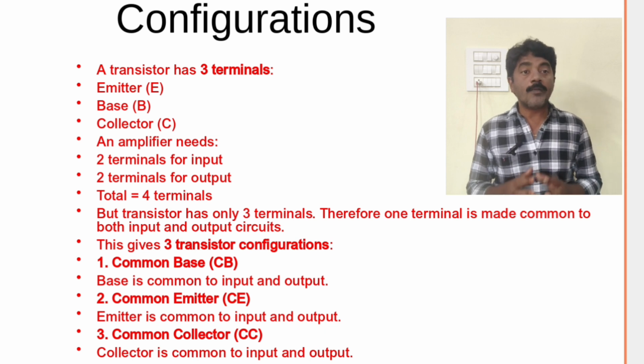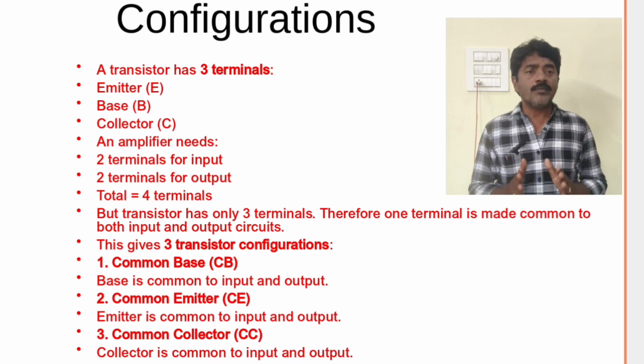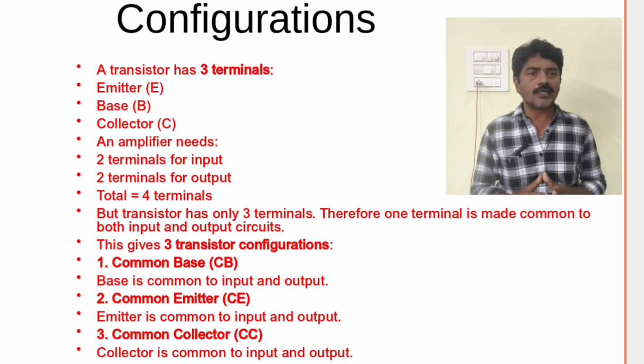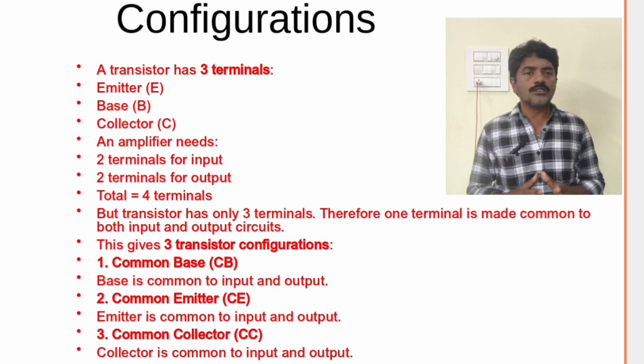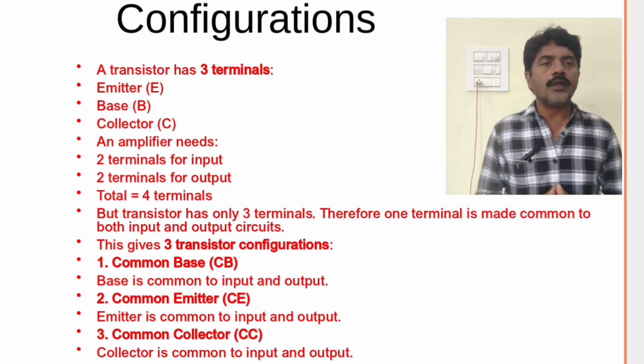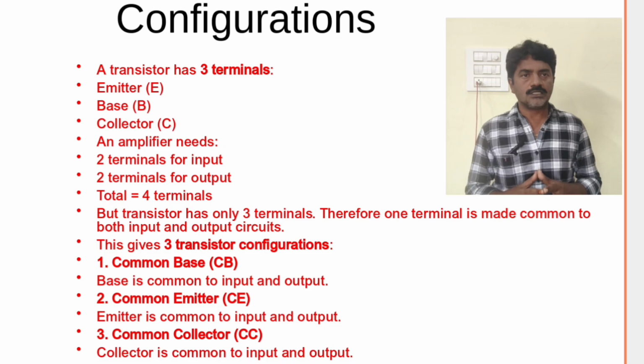Next one is common emitter configuration. In this configuration, emitter is commonly used for input and output circuits. Next, the third one is common collector configuration. Collector is common to input and output circuits. These are the main three types of configurations.